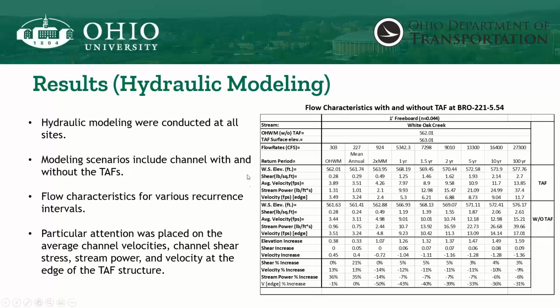Okay, so these rows here are with the TAF and without the TAF. What we're particularly interested in is the velocity at the edge of the TAF, because these values will help you determine, hey, is this thing going to stand under, let's say, a 10-year storm, 100-year storm, right?